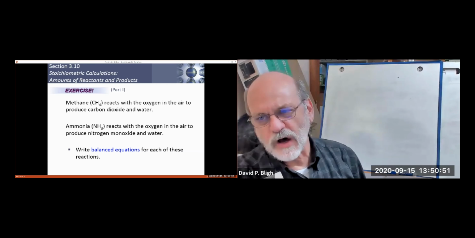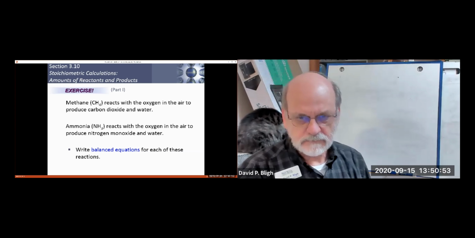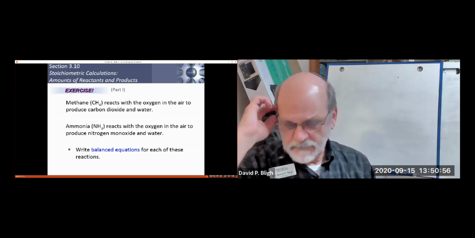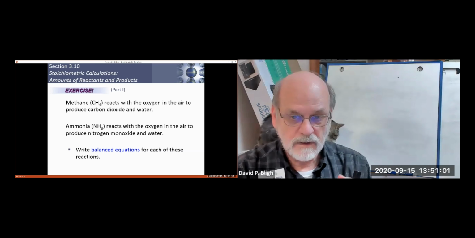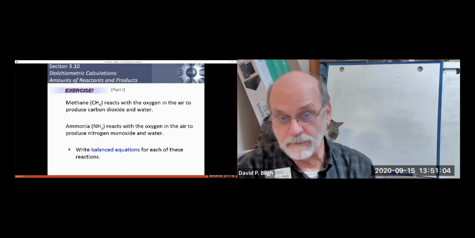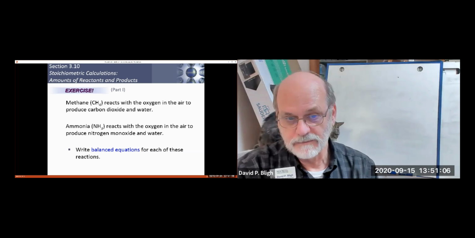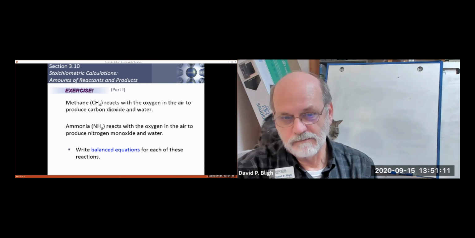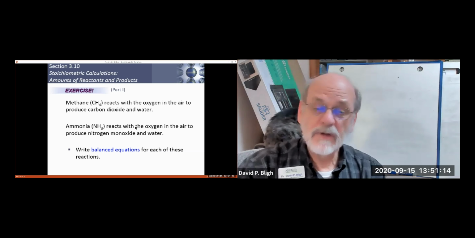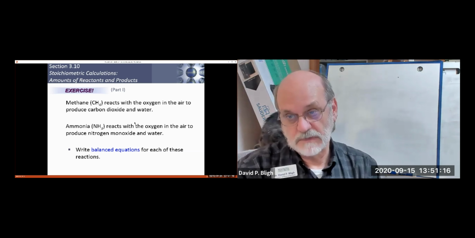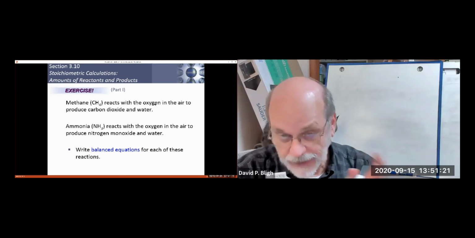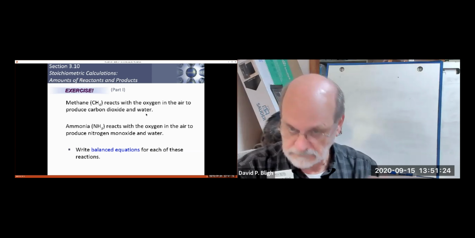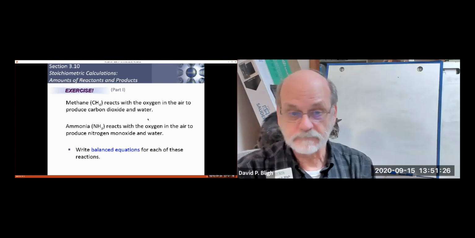This one is a little more involved. So the problem is we have two different reactions and we are artificially relating them. First, we need the balanced equation. All right. So we're going to react methane in oxygen, air, and produce carbon dioxide and water. Okay. So that's simple enough.